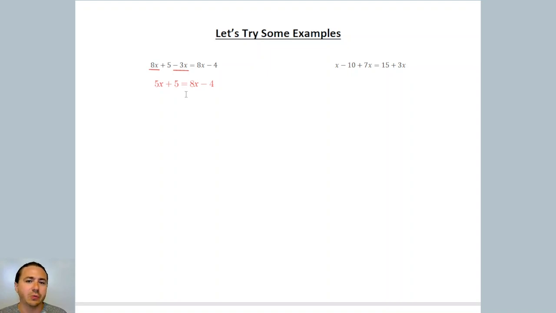I just typically will collect the x's to the left out of habit so that my final answer can be x equals instead of having to switch it around at the end. So to use these properties of equality, basically what we want to do is get rid of the 8x on this side. We want to move that over here and collect it with the 5x. And then we're going to move the 5 over.